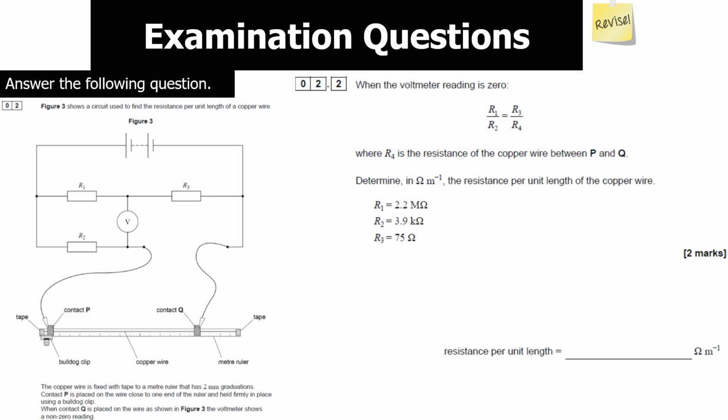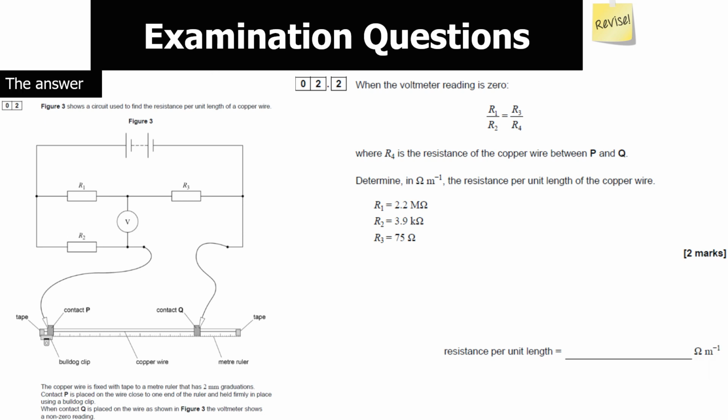The next question says, when the voltmeter reading is 0, we know R1 over R2 equals R3 over R4, where R4 is the resistance of the copper wire between P and Q. Determine in ohms per meter the resistance per unit length of the copper wire, where R1 is 2.2 mega ohms, R2 is 3.9 kilo ohms, and R3 is 75 ohms. So determine that resistance per unit length. So pause the video now, then unpause the video when you want to go through your answer.